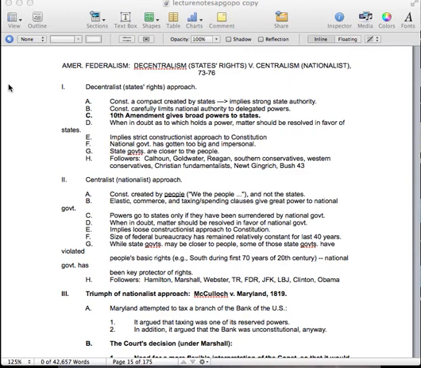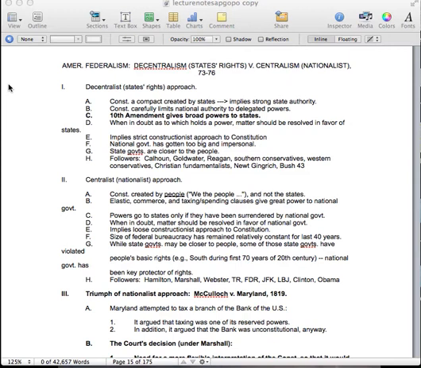So when we get done with doing number 1 and 2, just think of, before we get to McCulloch versus Maryland, which view do you think would be better? Which view do you stand by? And I want you to tell me why. Let's first take a look at the decentralist approach, the states' rights approach.